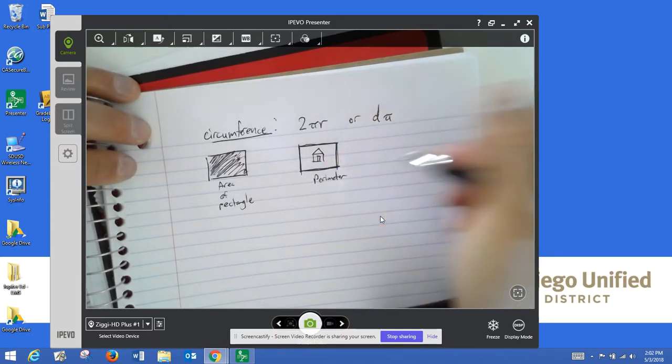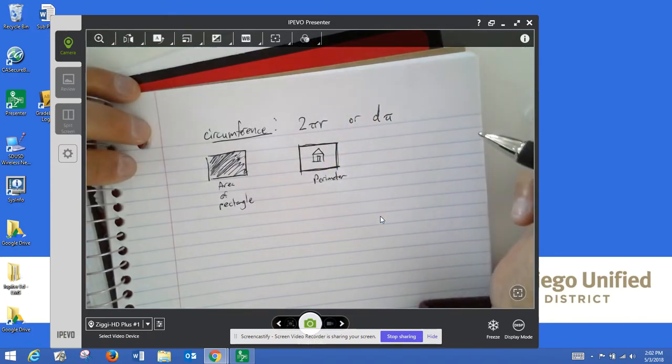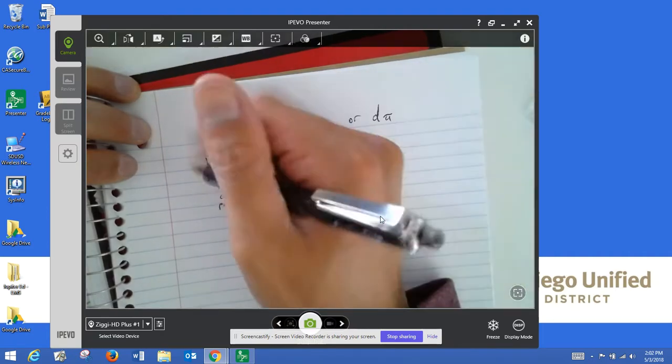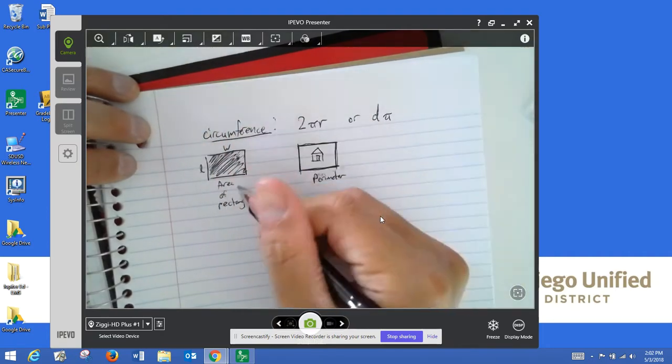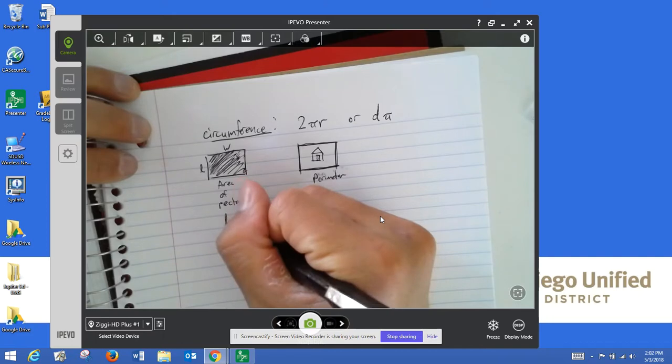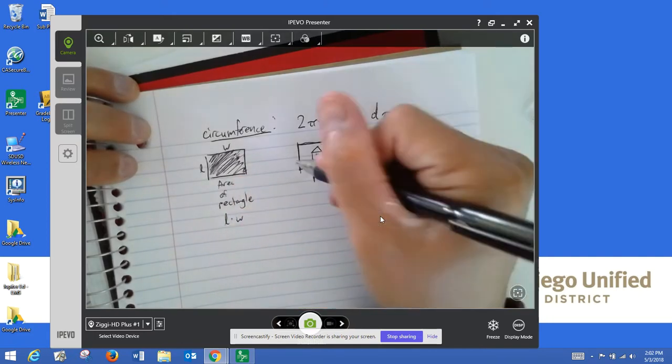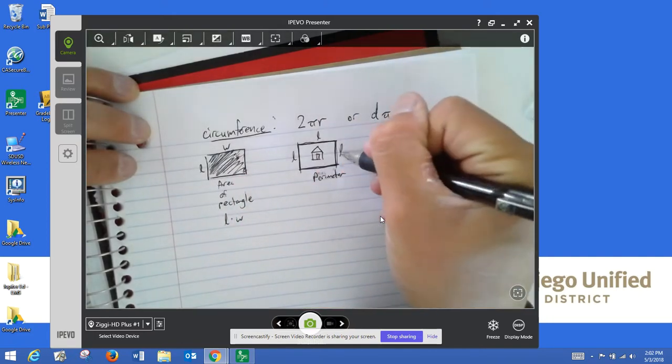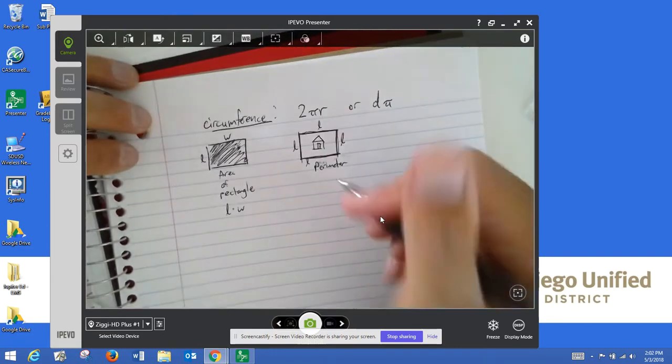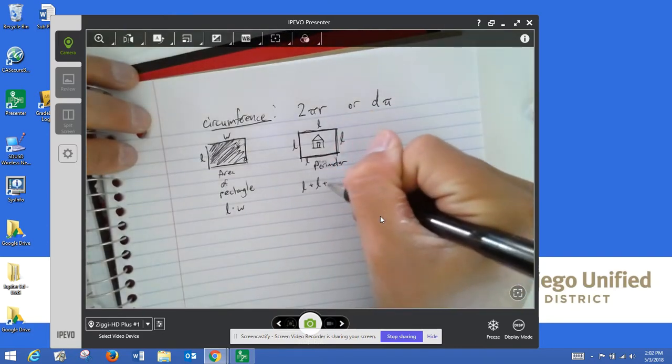And that's an entirely different calculation, right? If you remember, the area of a rectangle is length times width, right? And then for perimeter, you just add all four lengths. So you just put length plus length plus length plus length to get the perimeter.